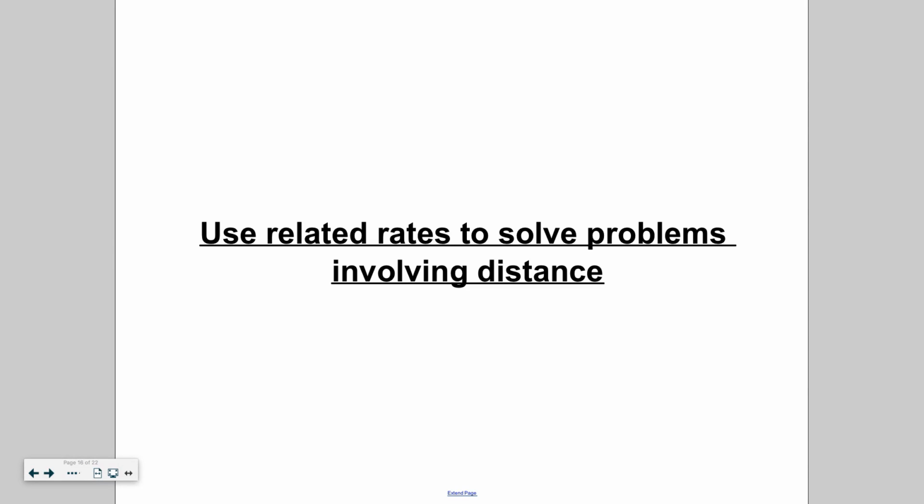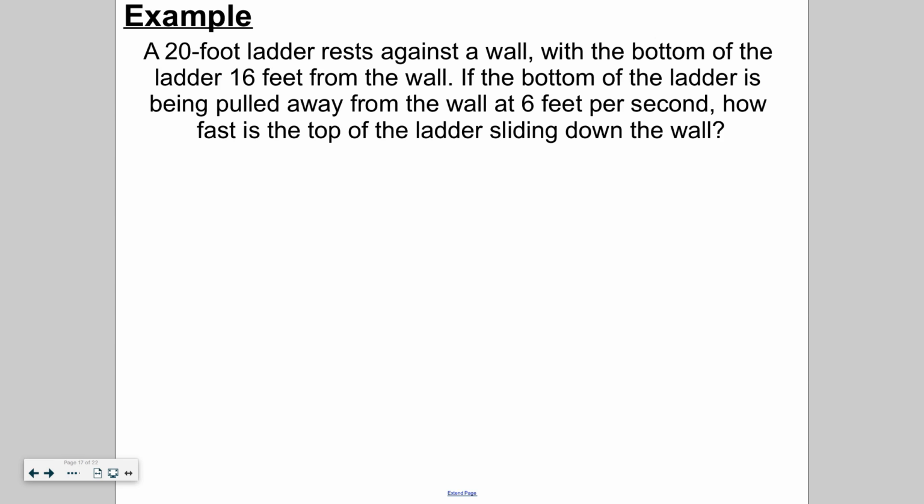Alright, using related rates to solve problems involving distance. So here we have a 20-foot ladder that rests against a wall with the bottom of the ladder 6 feet from the wall. If the bottom of the ladder is being pulled away from the wall at 6 feet per second, how fast is the top of the ladder sliding down the wall?